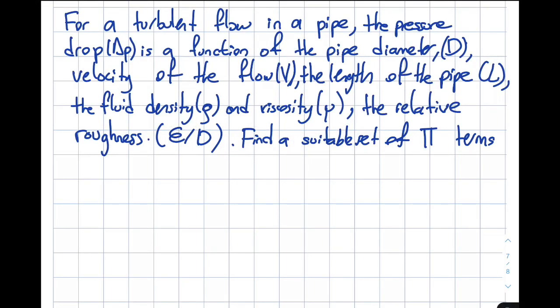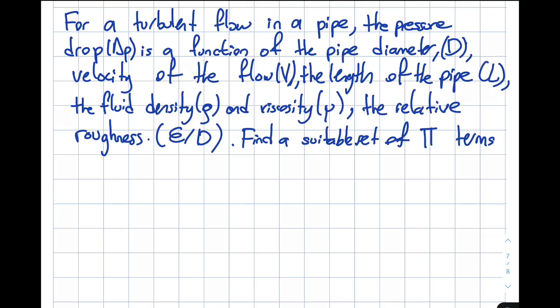Let's analyze the pressure drop for a turbulent flow in a pipe. For a turbulent flow in a pipe, the pressure drop delta P is a function of the pipe diameter, the velocity of the flow, the length of the pipe, the fluid density and viscosity, and the relative roughness, which is epsilon over d. Find a suitable set of pi terms.